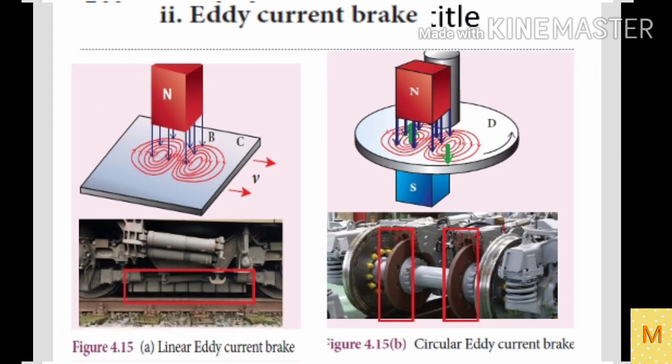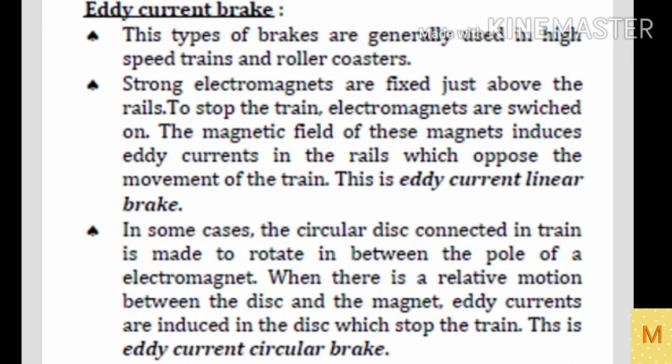In some cases, the circular disc connected in the train is made to rotate in between the poles of the electromagnet. When there is a relative motion between the disc and the magnet, eddy currents are induced in the disc which stop the train. This is called eddy current circular brake.